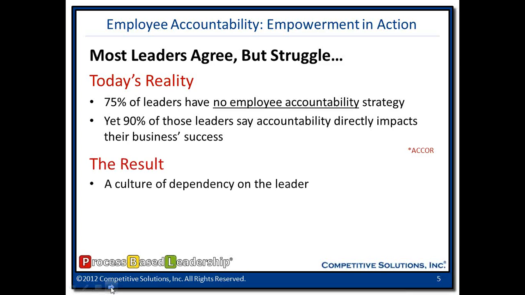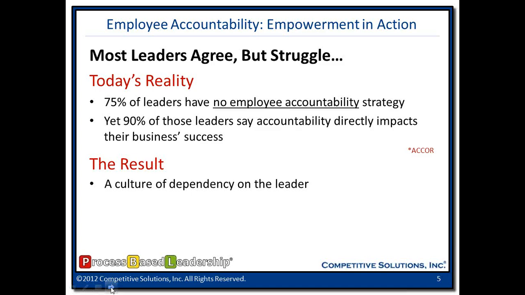So what happens when we don't have true accountability? Well, we've got what I call a culture of dependency on the leader. I saw this recently within an organization this summer when I was walking in the hallway with a middle manager, and one of his employees came up to him and asked a very benign question, but the response from the leader spoke volumes about the culture of that organization. The employee said, hey, how much vacation do I have left this year? The middle manager said, I don't know, but I would look into it.